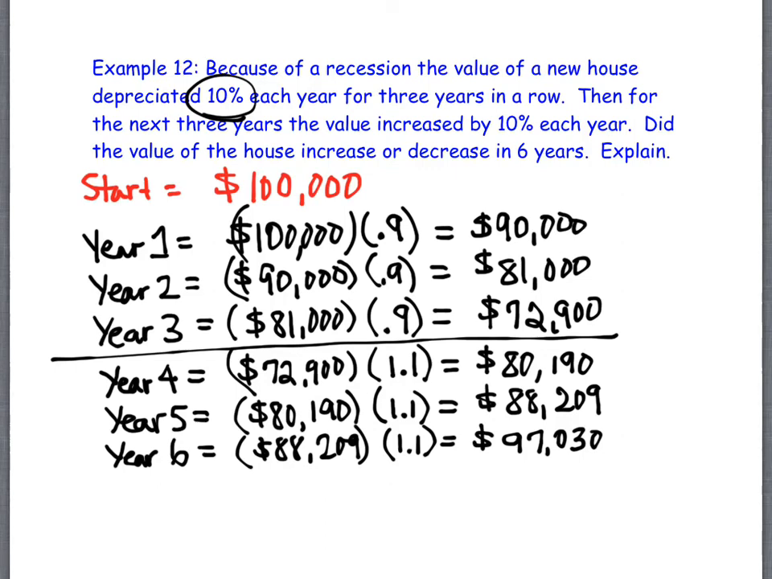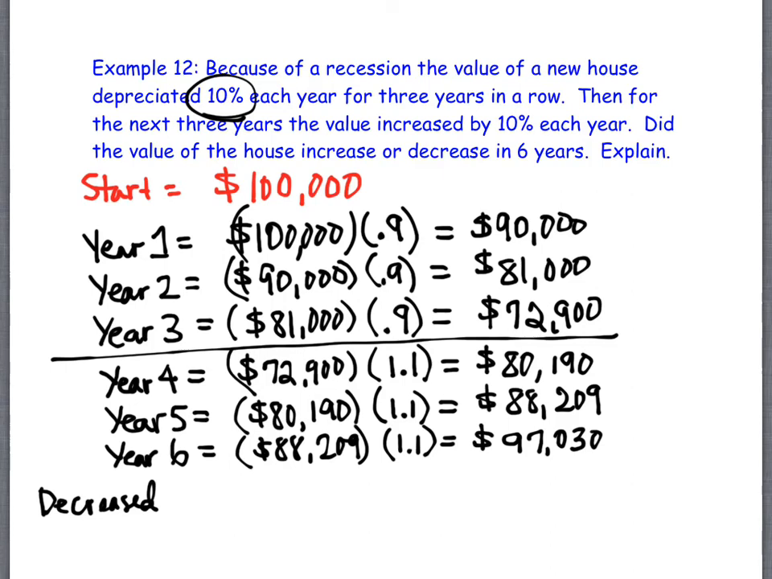Okay, so the first question that we're going to answer then is, did the value of the house increase or decrease in 6 years? It decreased, right? Now, you cannot say it decreased by $2,970. Why not? Yeah, we made up that $100,000 house, right? So if we had a $100,000 house, it would have decreased by that amount. That's okay. But it would actually be a lot more helpful if we could talk about what percentage it decreased by.